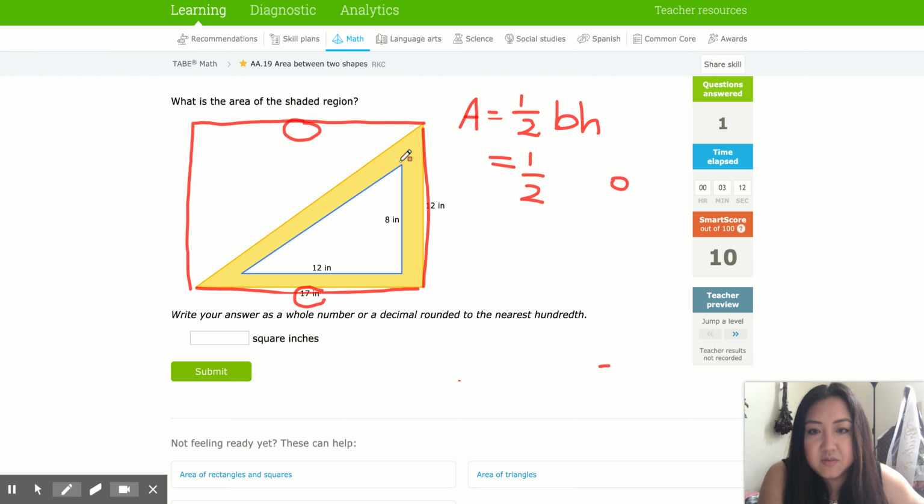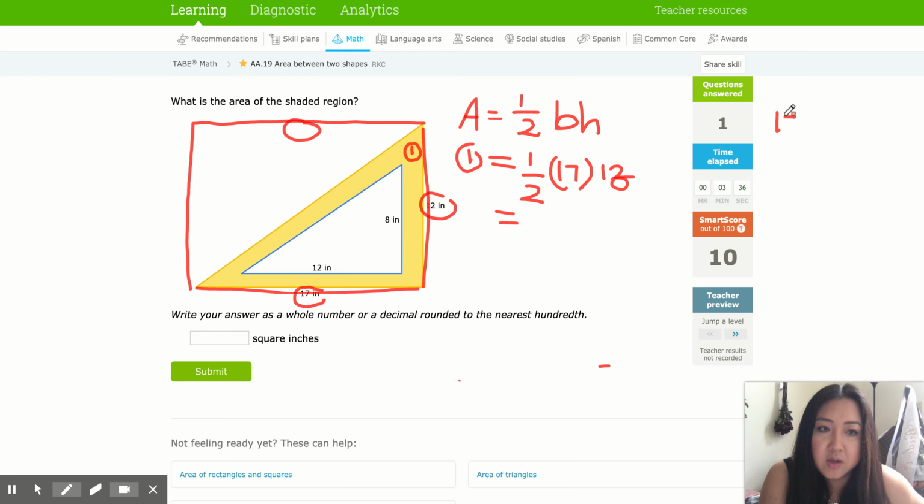Oh, and again, this is the first figure, the big one. So that's 17 times 12. And let's see, I know that 12 divided by 2 is 6, so I'm going to do 17 times 6 right away. I'm going to have to do that on the side. You can't do that in my head right away. So it's 102.